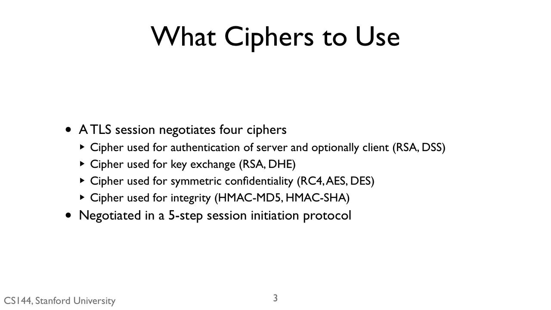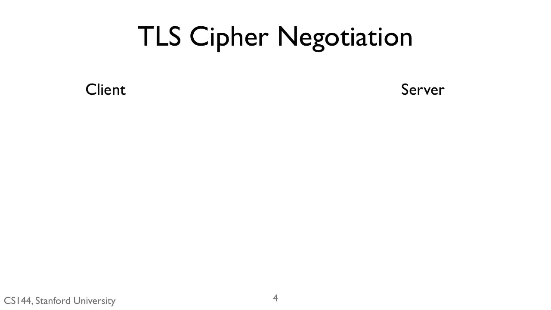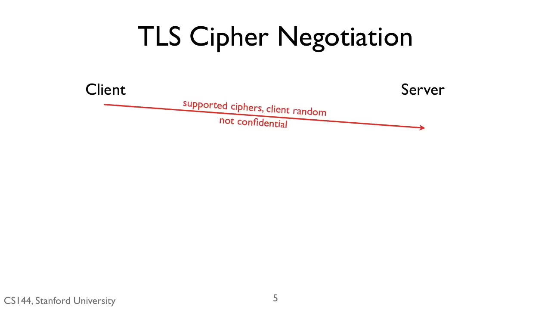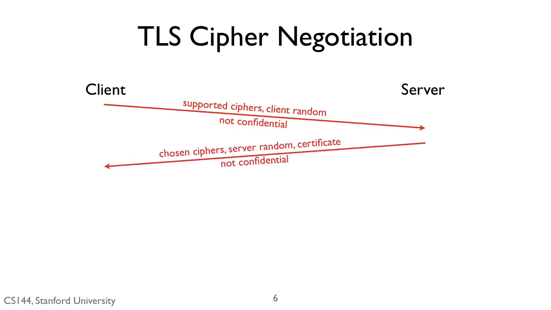These are negotiated in the 5-step session initiation protocol. This all happens after we open a TCP connection. So these messages are sent over TCP. So we have an open TCP connection. In the first step, which is sent as clear text, the client sends a list of ciphers it supports and a random number it has generated. The server responds with what ciphers to use, its own random number, and a certificate containing its public key. This is also sent as clear text.